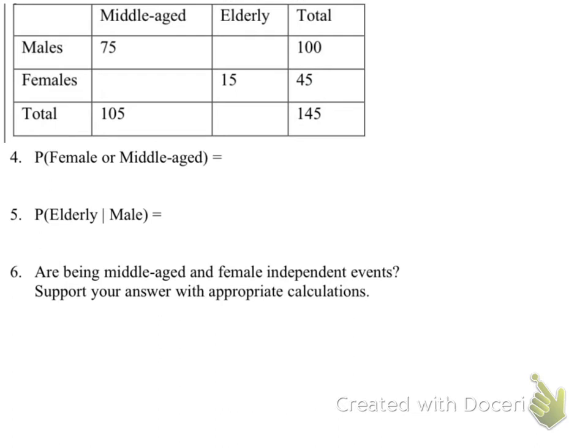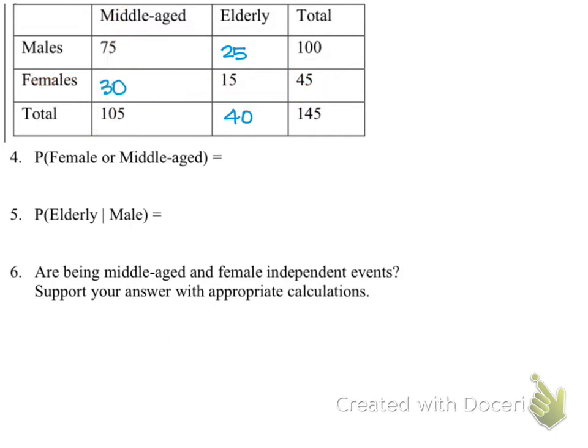Okay, continuing on with the information that we have, we'll go ahead and fill in the table that we did previously and see if we can answer the following questions. So continuing on with probability of female or middle-aged. That means being female, 45 total, or middle-aged, 105 total. But remember with or, we want to make sure that we get rid of anything where there is an overlap. So this 30 actually is going to be getting double counted. So we just got to be careful with this.